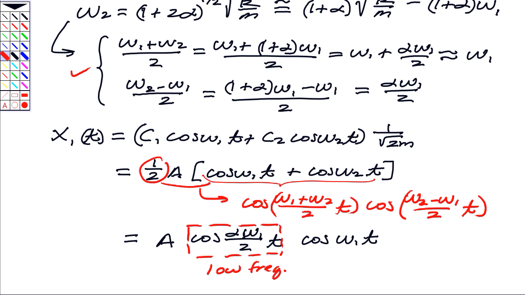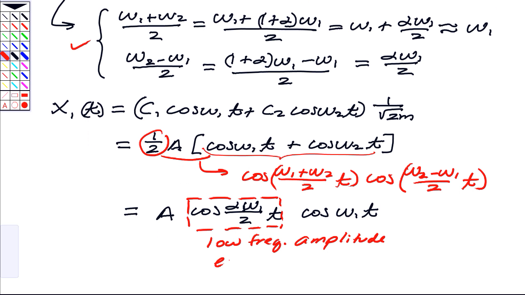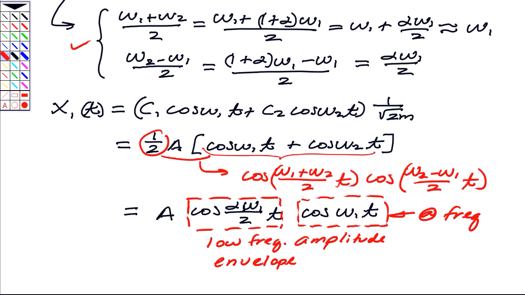As alpha becomes small, as the coupling becomes small, that means that this multiplier in front is low frequency. And this is an amplitude modulation. This is the low frequency amplitude envelope, if you will, where this is at frequency omega 1. So the first natural frequency dictates the second term, but the one that is in front is dictated by the difference between those two.